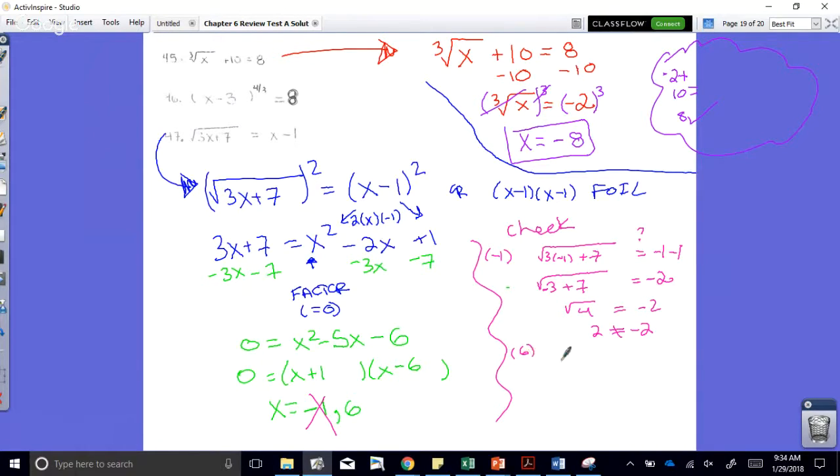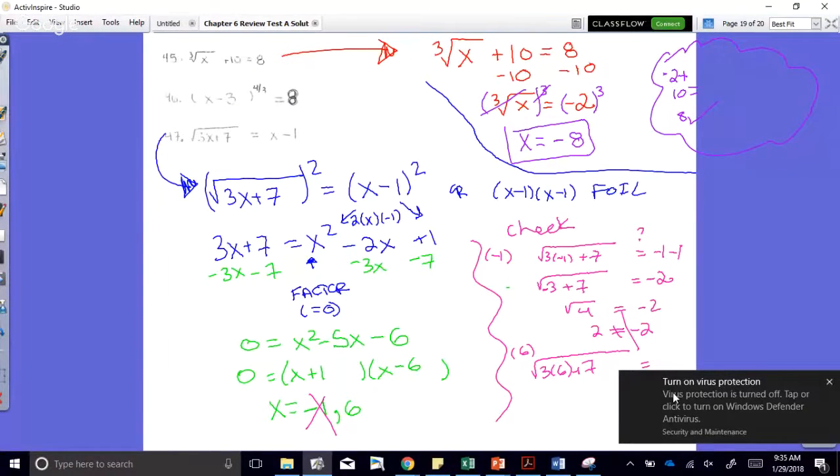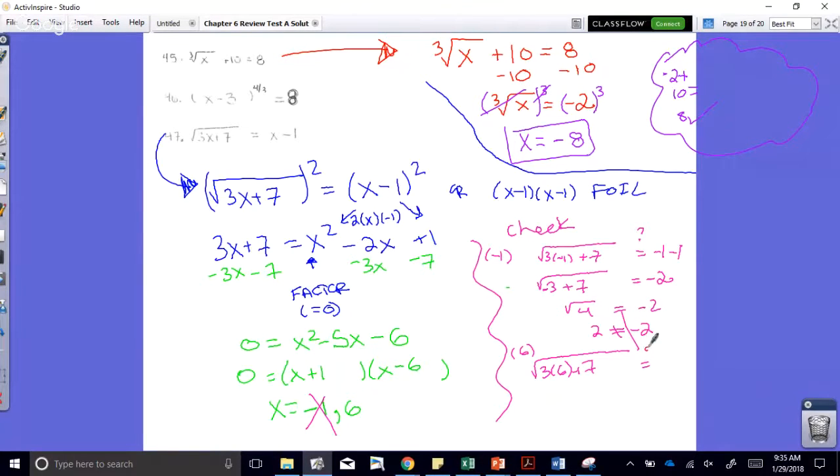So then we have to check the 6. Again, we have the square root of 3 times 6 plus 7. Sorry, my pen froze. Okay, is that the same as 6 minus 1? 15 plus 7, so that's the square root of 25, which is 5. 6 minus 1 is 5. And since it works, the only answer that I'm going to circle or give is x equal to 6.